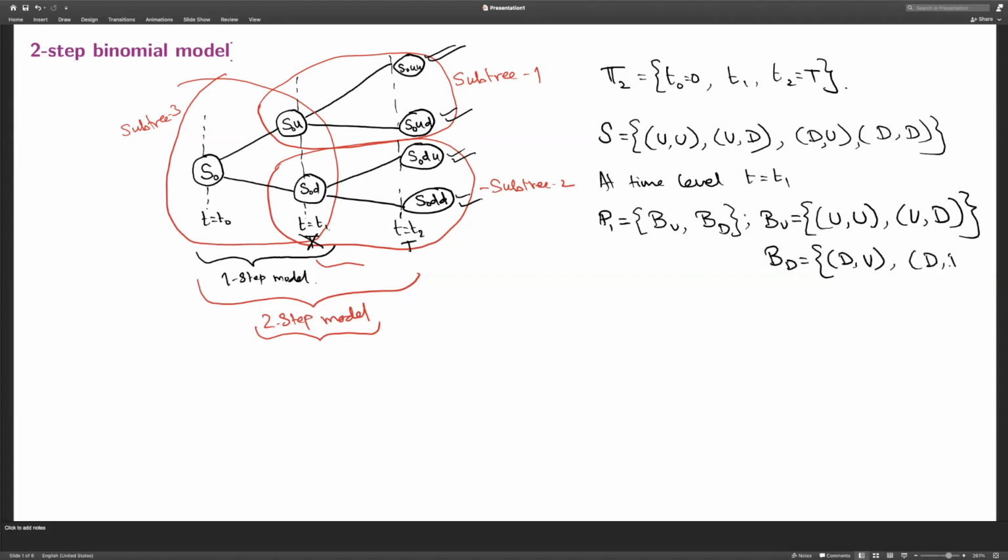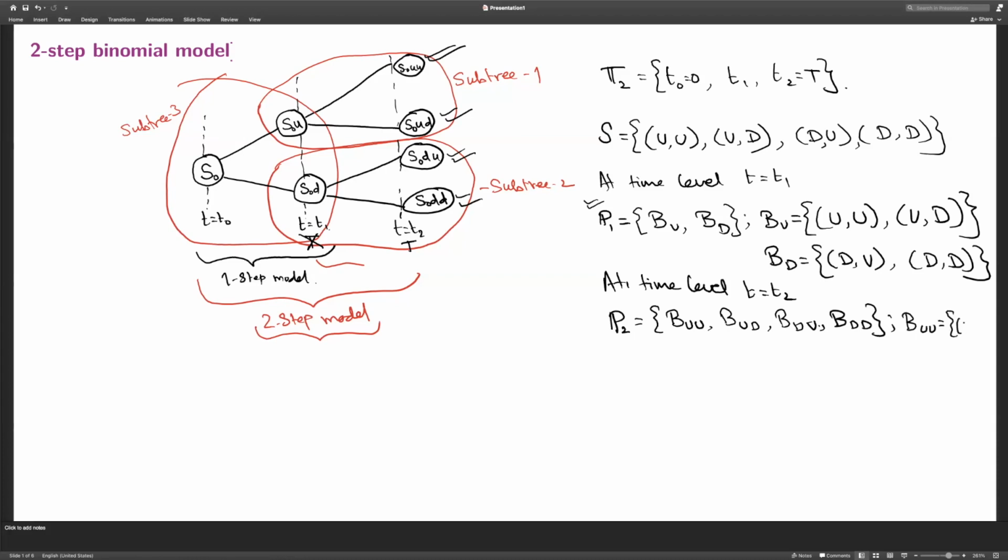That is, D and then up, D and D. So you can see that P1 is a partition of S, and at time level t equal to t2, the partition is given by BUU, BUD, BDU, and BDD. Each one is a singleton set, right? BUU is nothing but UU, and so on. So this is how the partitions are given to us.